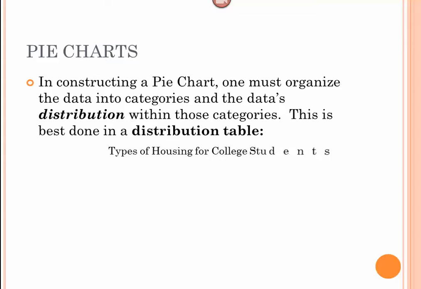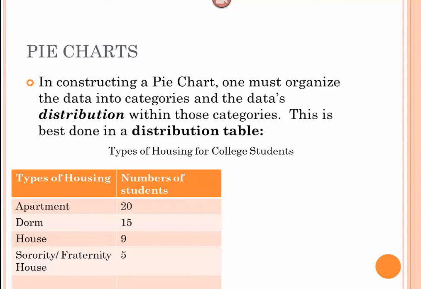So here we have it. We have types of housing. We have our categories: apartments, dorms, houses, sororities, fraternities. And we go out and we poll. It looks like in this case we've got 49 people. I believe that's right. Yeah, 49 people. And so we poll them and we find out where they live. Okay, and then we just simply categorize them according to who lived where.